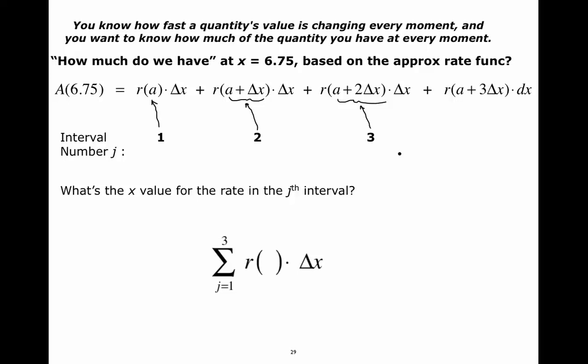Whitney Iba. Whitney, did you come up with a formula that, given the jth interval, tells us what x value to put in the rate? So what's the pattern here? We always have what? There's always what? So there's always an A, and then there's always an increase of some number of delta X's. How many delta X's do we increase by in the jth interval?